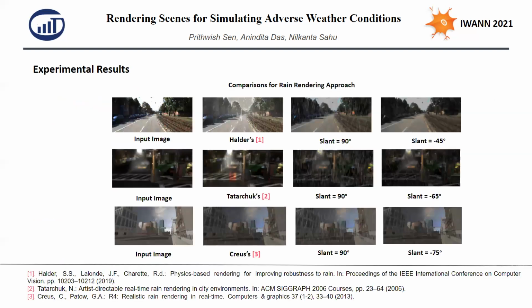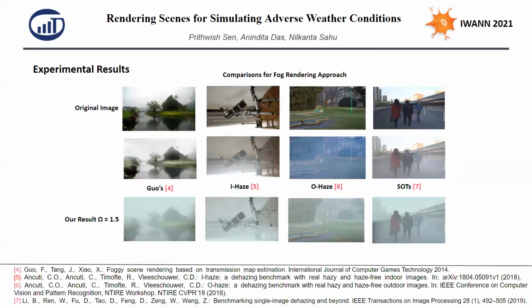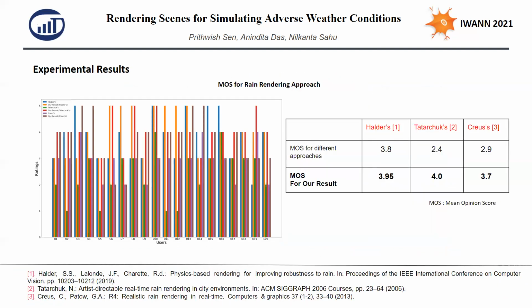Next is the comparison made with different approaches, and the proposed method for rain and fog rendering are shown in the slide. Also, to support the comparisons made, mean opinion score is calculated, taking 20 users from different disciplines in the ratio of 1:1 male to female, and are asked to rate on the scale of 1 to 5 on 100 images. These users were given images in pairs to rate them, but they were not told which images are from which scheme. The user input plot and the mean opinion score are shown in the slide for rain rendering and fog rendering scheme.